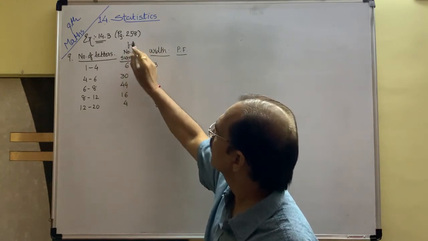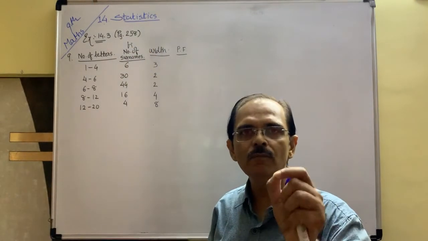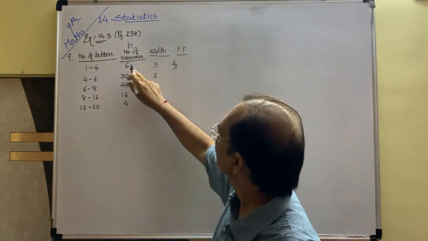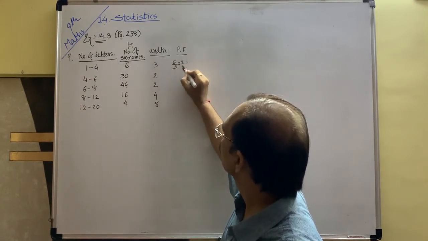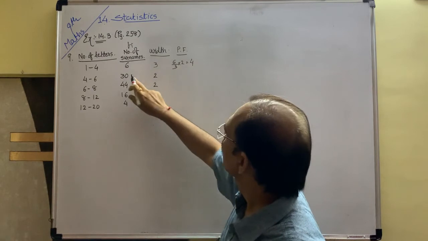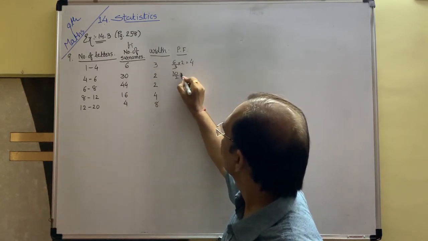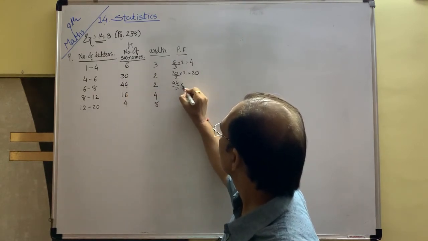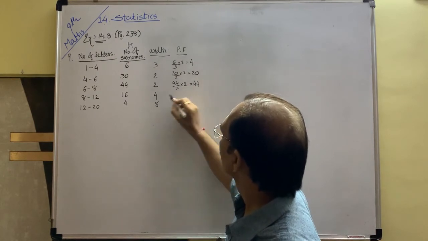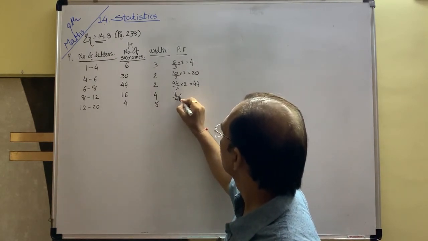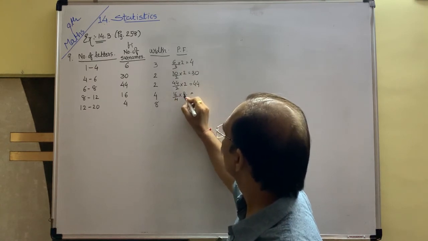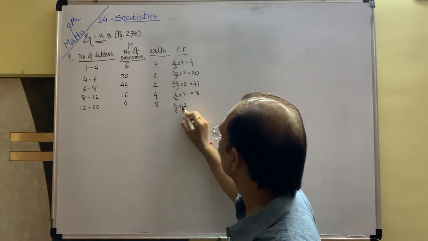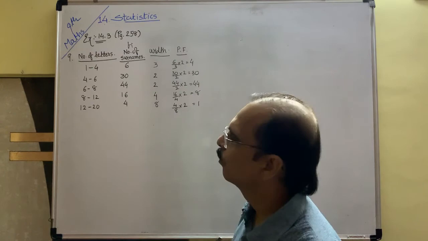Now proportionate frequency, PF in short: frequency divided by width multiplied by minimum width. Minimum width is 2. Okay? So write what? 6 divided by 3, multiplied by minimum 2: 3 2s are 6, so 2 2s are 4. 30 divided by 2 multiplied by minimum 2, the 2s cancel, 30. 44 divided by 2 multiplied by minimum 2, the 2s cancel, 44. 16 divided by 4 multiplied by 2, 4 4s are 16, so 8. And 4 divided by 8 multiplied by minimum 2, 4 2s are 8, so 1.